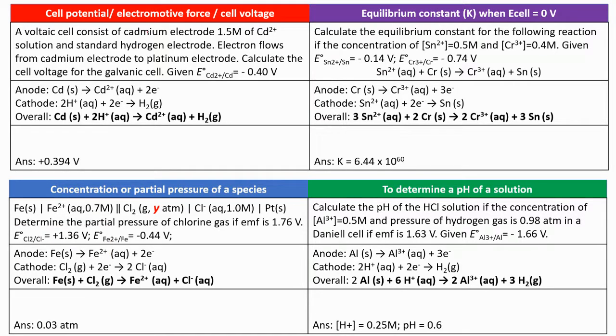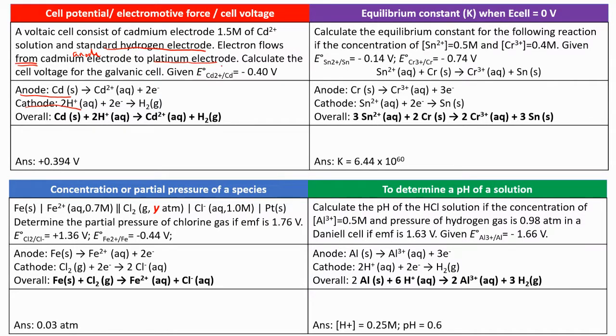Now let's look at what we have here. A voltaic cell consists of a cadmium electrode and a standard hydrogen electrode. Electron flows from the cadmium electrode to the platinum electrode. So from this, we know that cadmium is the anode, and then the platinum electrode. Where does this platinum electrode come from? It comes from the standard hydrogen electrode. So this is what we've got.